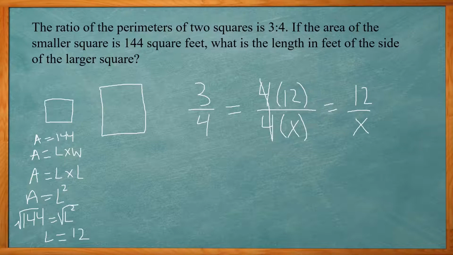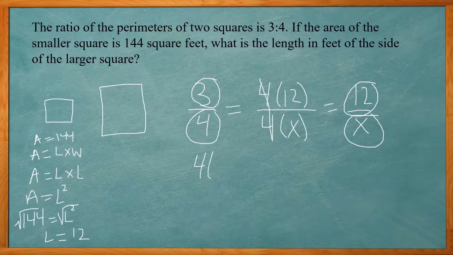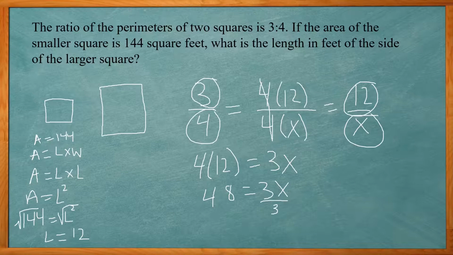And again, we can do our cross multiply. 4 times 12 is equal to 3 times x. So 4 times 12 is equal to 3x, or 48 is equal to 3x. Divide both sides by 3. And we get x equals 16. So the side of the larger square would be 16.